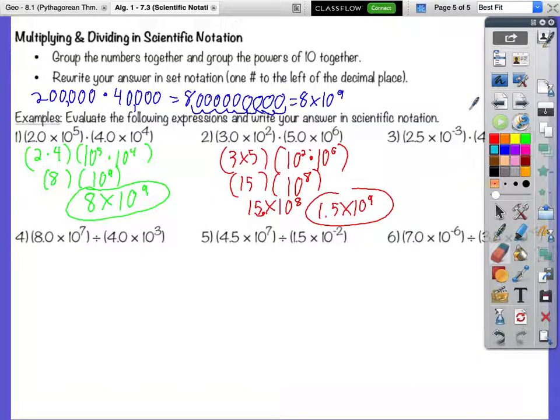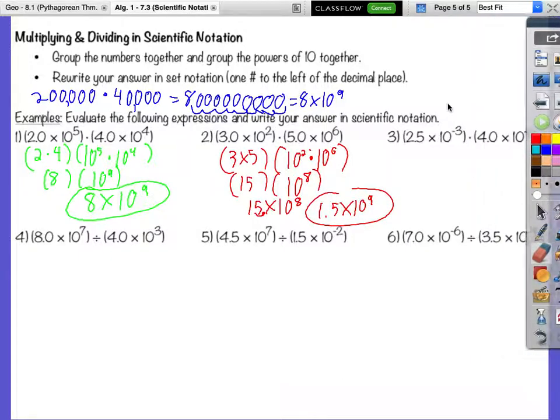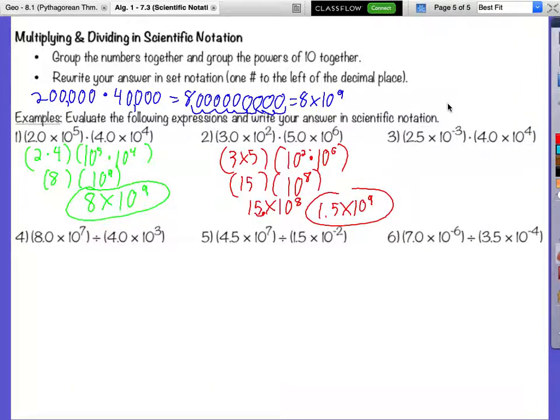Okay, so here, what numbers are we going to group together? Derek, help me out. 2.5 and 4.0. Okay, 2.5 and 4.0 are regular numbers. And what are the other numbers we're going to group together, Christian? Okay, so the powers of 10. So group our normal numbers together and the powers of 10.